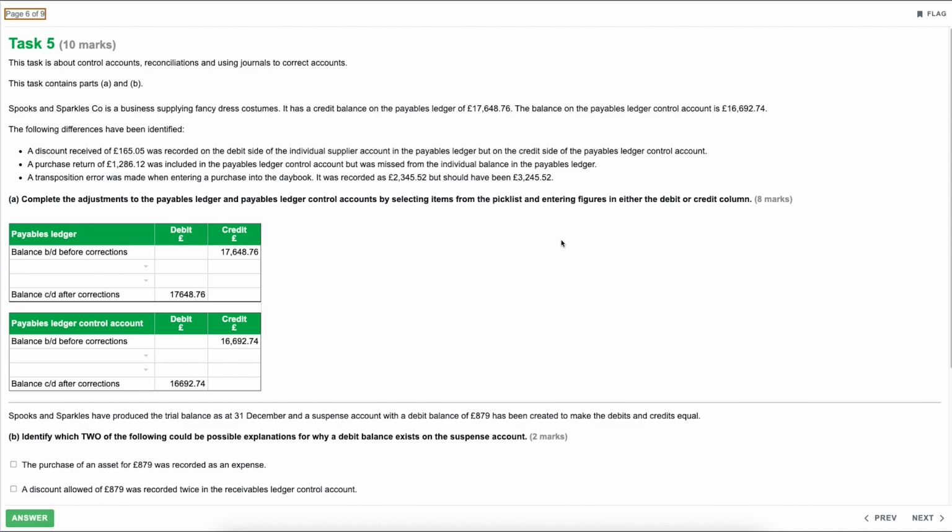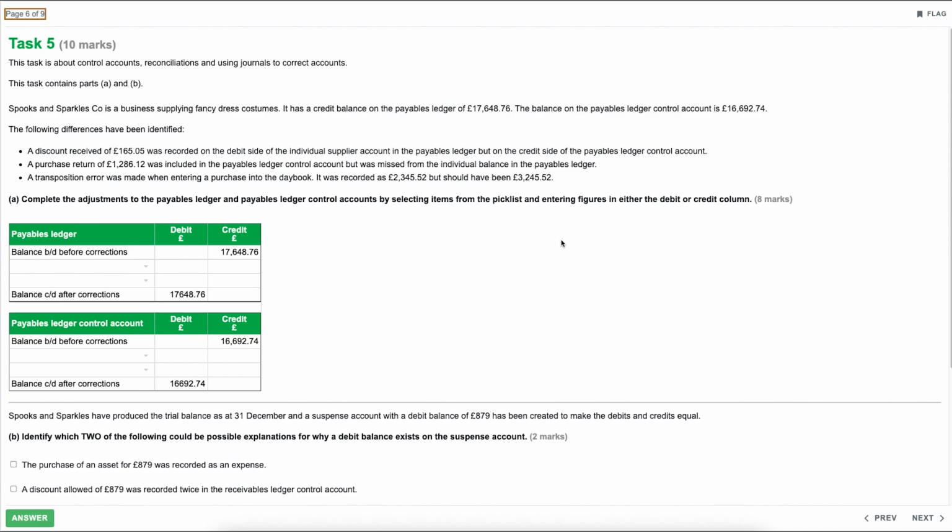And finally, a transposition error was made when entering a purchase into the daybook. It was recorded as £2,345.52, but should have been £3,245.52. Okay, so we know what our errors are. It then says part A, complete the adjustments to the payables ledger and payables ledger control accounts by selecting items from the pick list and entering figures in either the debit or credit column for 8 marks.